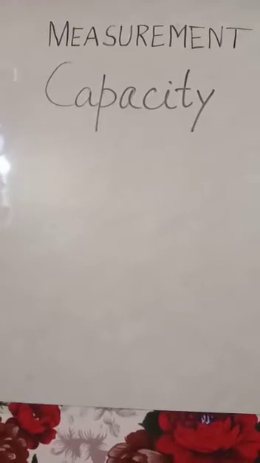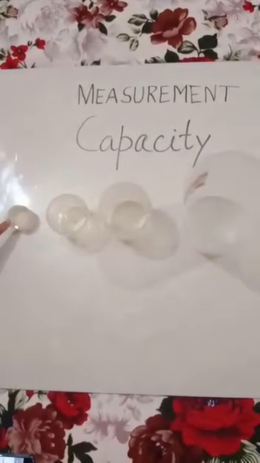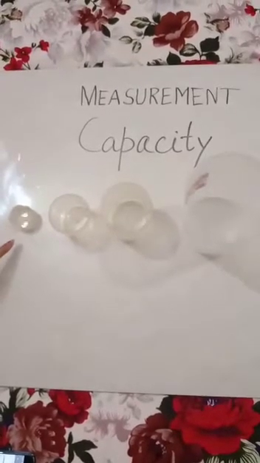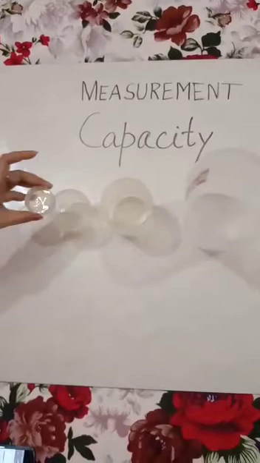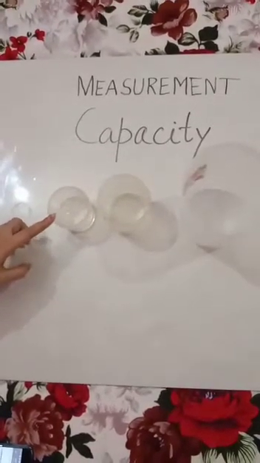Another type of measurement is capacity. Capacity can be defined as the amount that any object can hold. To compare the capacity of any object, we can use water or any other liquid. This is the capacity of the small cup. The water that cup can hold. Now when we are comparing the capacity of the containers, we can pour this water into the other container to find out the capacity of this container.